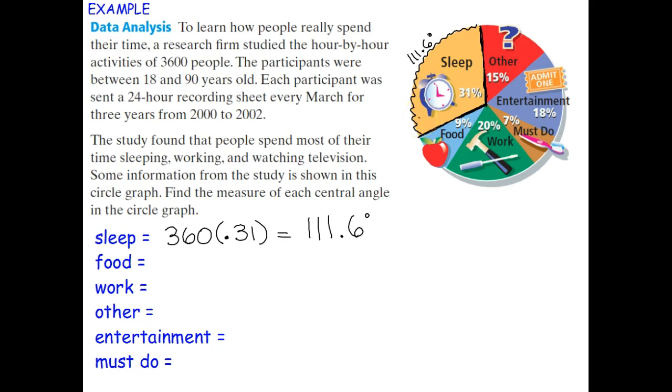So for food, we would do the same thing. Food is this angle right here. So we would take 360 times 9%, which would not be 0.9 as a decimal, it would be 0.09, because remember you have to move your decimal point 2 places. So if we take 360 times 0.09, we get 32.4 degrees. So this food portion here is 32.4. And you can do the same thing with work, other, entertainment, and the must do. But once you get done, you should notice that all of your degrees should add up to 360.